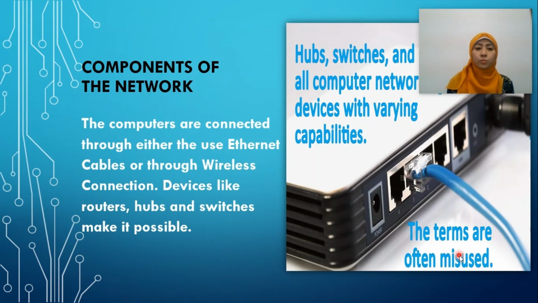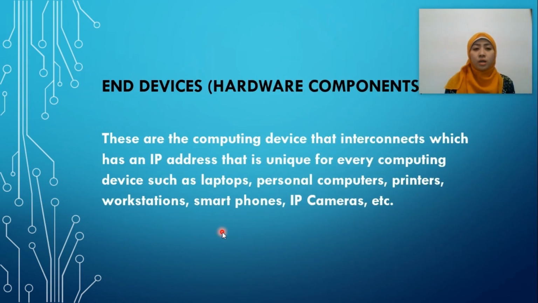Components of the network. The computers are connected through either Ethernet cables or through wireless connection. Devices like routers, hubs, and switches make it possible. First, end devices, the hardware components. These are the computing devices that interconnect, each with an IP address that is unique, such as laptops, personal computers, printers, workstations, smartphones, IP cameras, etc.